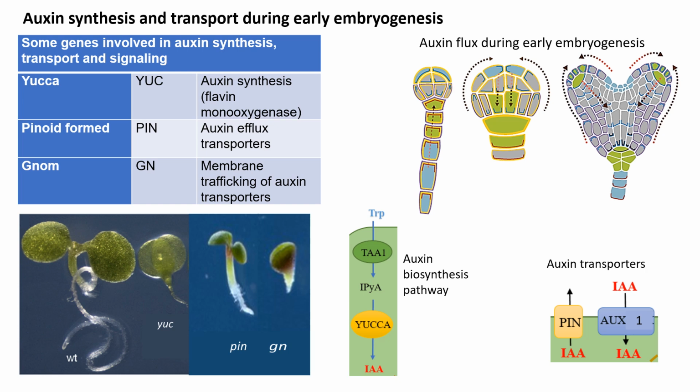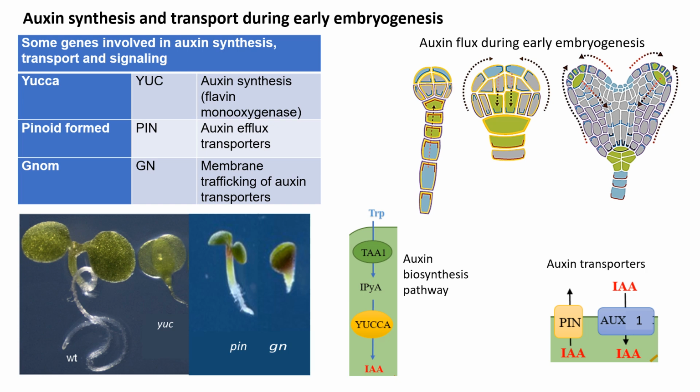The auxin transporters are of two types. Some auxin transporters move auxin from within the cell to outside the cell, and these are the efflux transporters called PIN transporters. They are coded for by the PIN genes. The influx transporters are the AUX1 transporters, which bring IAA from outside the cell to within.